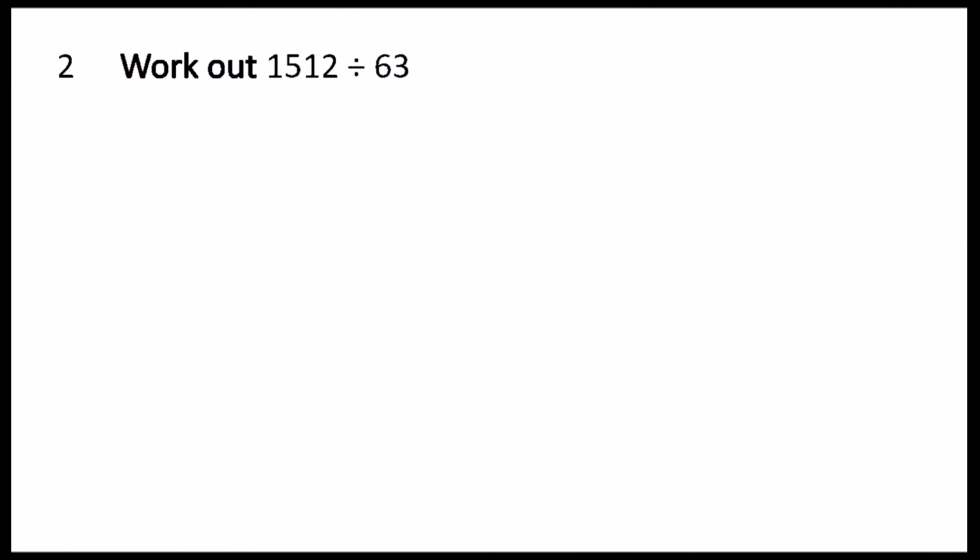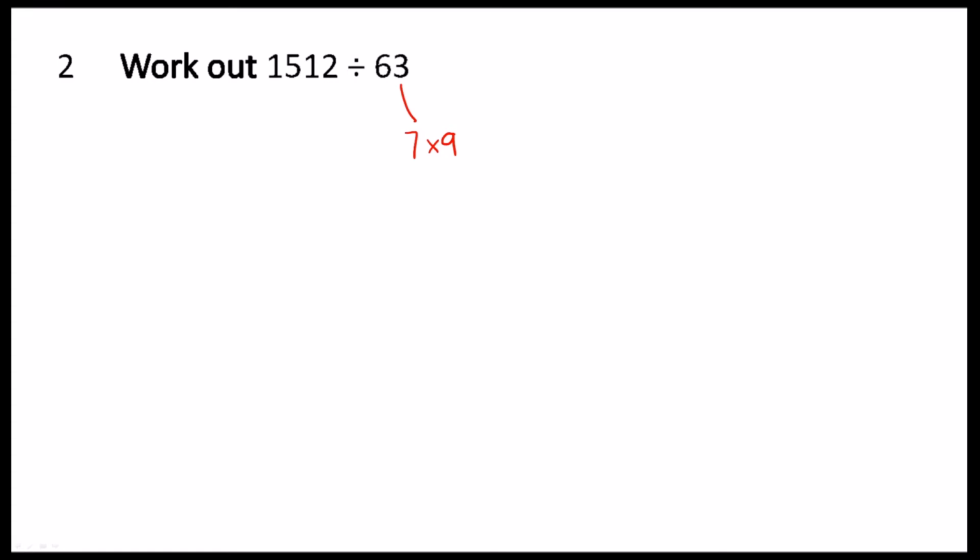The second type of question will always be a division. Now the types of division we're going to look at have really big numbers at the end, and sometimes we can split the divisor up to make it a little bit easier to work out. So for example, we know that 63 is the same as 7 times 9. So instead of dividing by 63, I could divide by 7 first and take my answer, and then divide by 9.